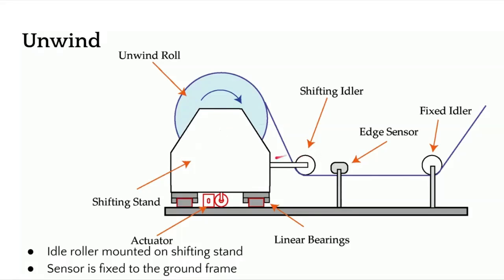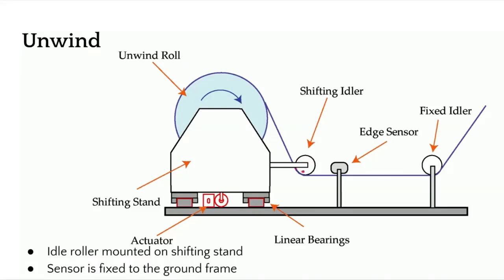One thing I wanted to point out is that there is a shifting idler. When I say shifting idler, it means that this idler is attached to this moving base. The main reason why we do that is that if we put a sensor right here, it is not an ideal location just because of the fact that when the diameter of this roll changes, you're going to have the web plane go in and out. And if that happens, that's going to affect your guiding.